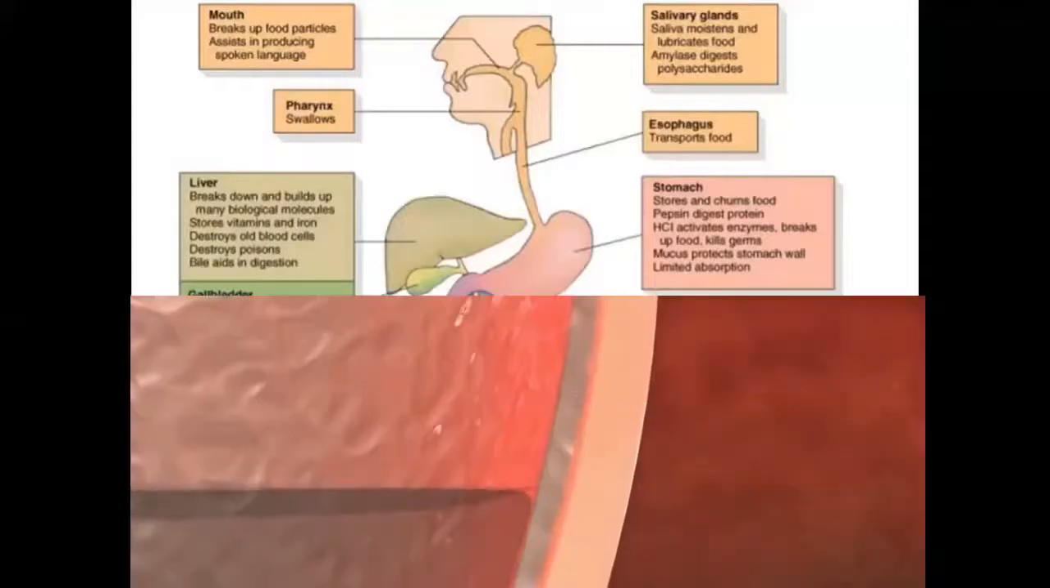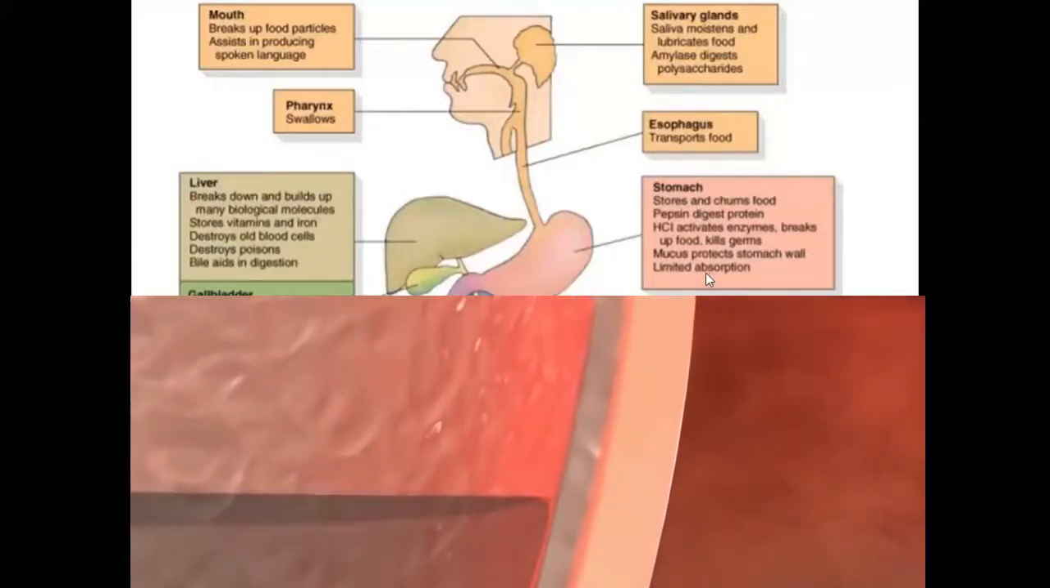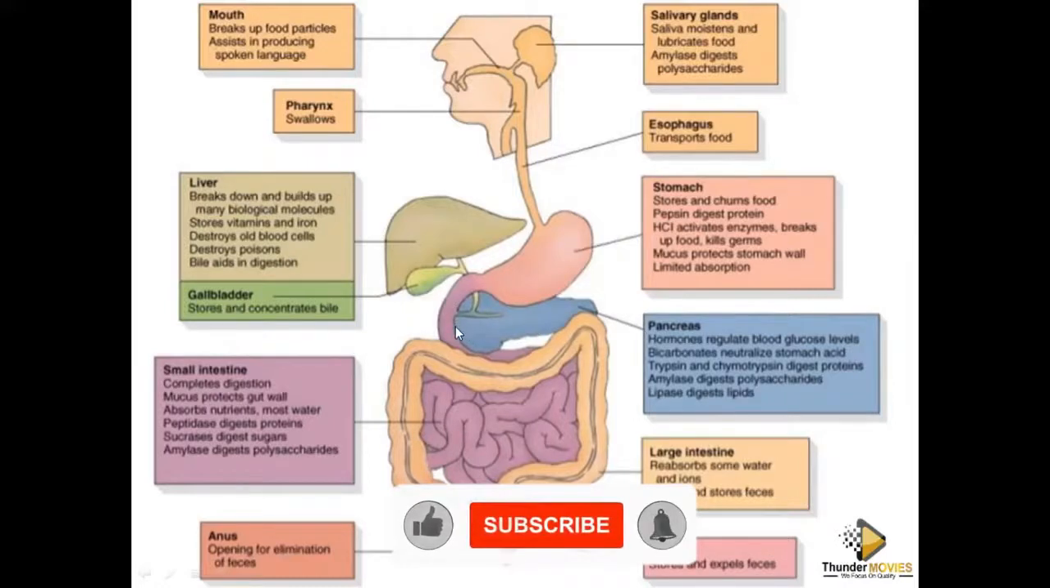And then it also has mucus. It produces mucus just to protect the walls of the stomach. And then you have the pancreas. The pancreas also is a part which produces a number of digestive enzymes. These enzymes are very important in breaking down the food. We're going to look at them still in detail.